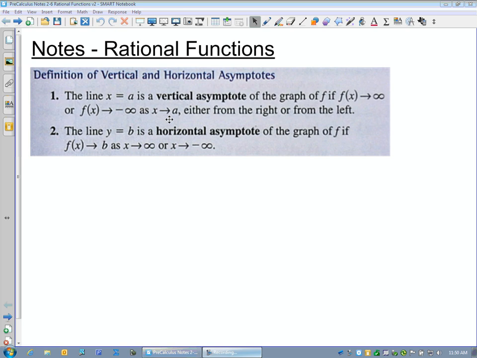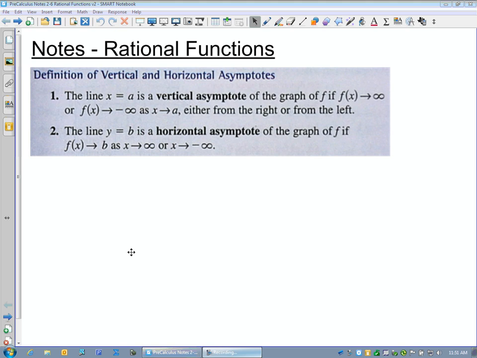So as you get closer and closer to that x value, the graph either increases without bound or it decreases without bound. Or you could have y equals b would be a horizontal asymptote of the graph if f of x approaches b as x approaches infinity or x approaches negative infinity. This would be the right side end behavior, and this would be the left side end behavior. What happens as you go to the far right or to the far left. And if the graph approaches a single number, then that would be the horizontal asymptote of that graph.